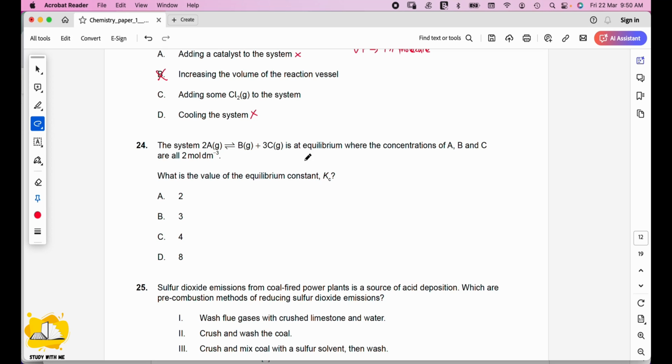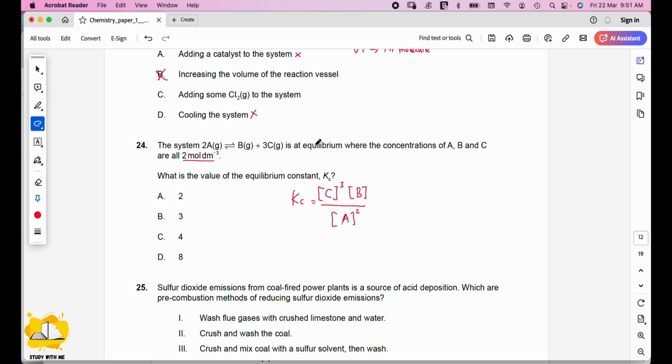And for number 24, to calculate the equilibrium constant Kc for this reaction, you need to plug them into the formula, which is the concentration of product to the power 3, because the coefficient is 3, and B is only 1, divided by the reactant. One thing I want to point out: be careful if it is mole, but here it is concentration, so you can just plug the number in directly here.